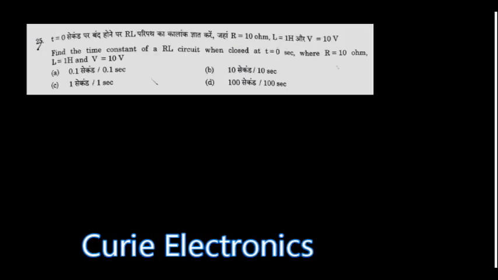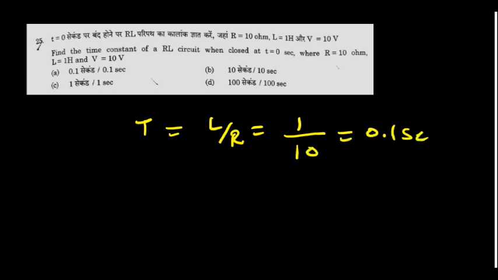Find the time constant of an RL circuit. So for an RL circuit, what is the time constant? T equal to L upon R. What is the L value? 1 Henry upon, what is the R? 10 ohm. So 0.1 second.